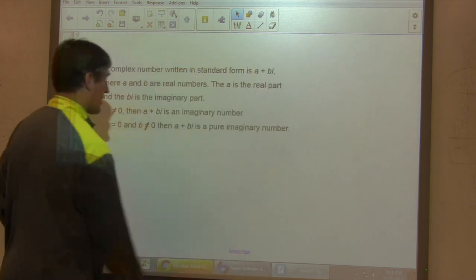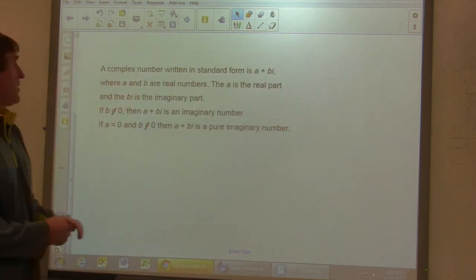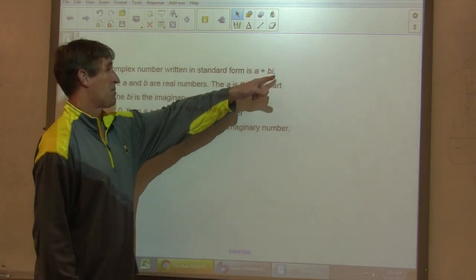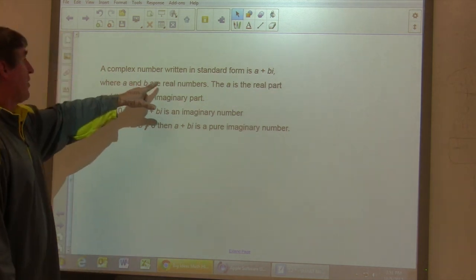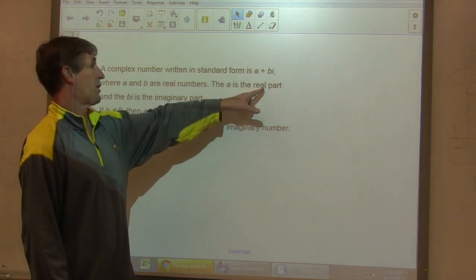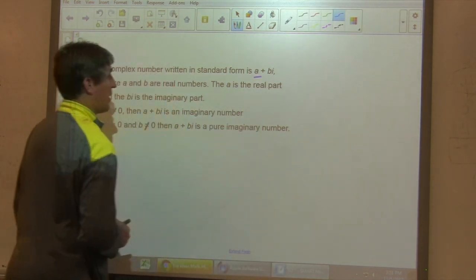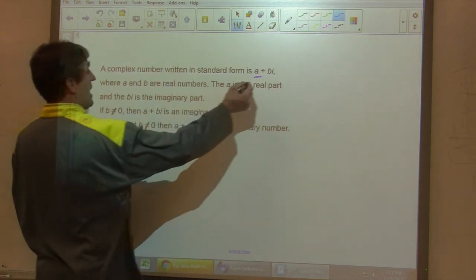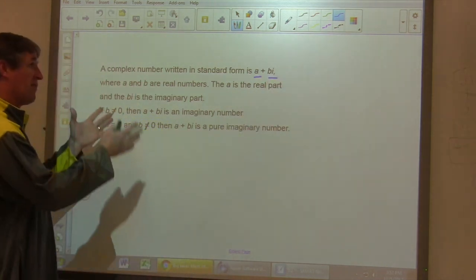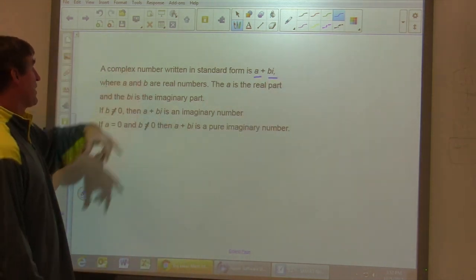So, a complex number written in standard form is a plus bi, where a and b are real numbers. The a is the real part, so this a here is the real part of the complex number, and the bi is the imaginary part. And if you have part real and part imaginary, we call that a complex number.